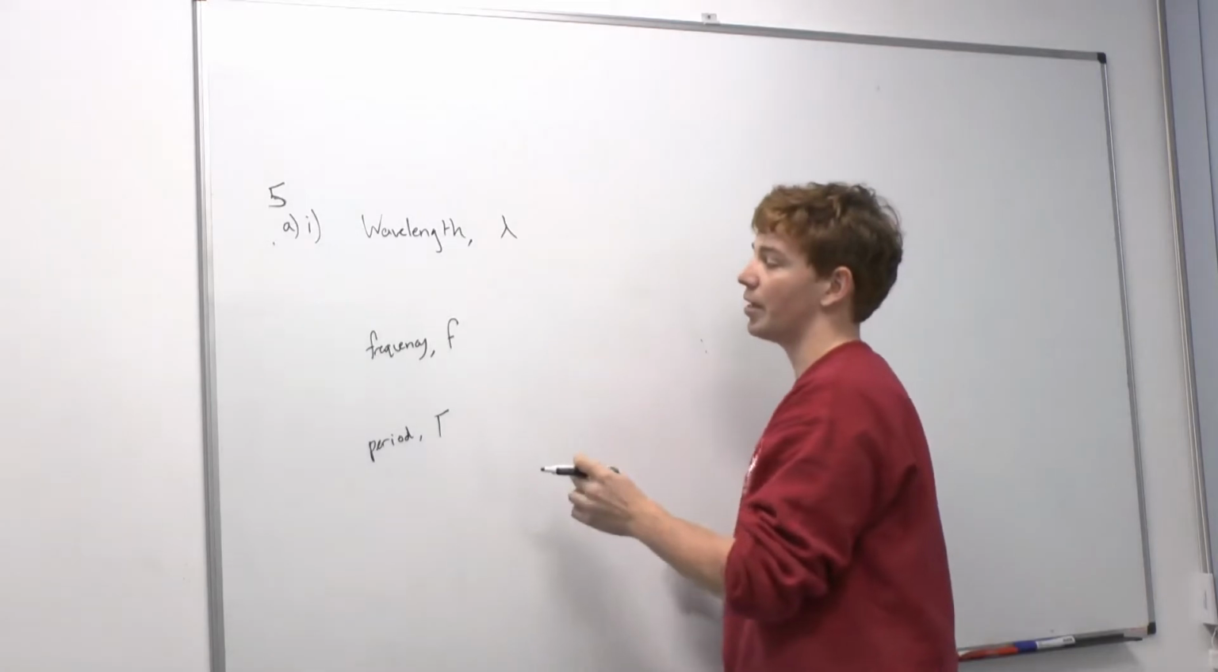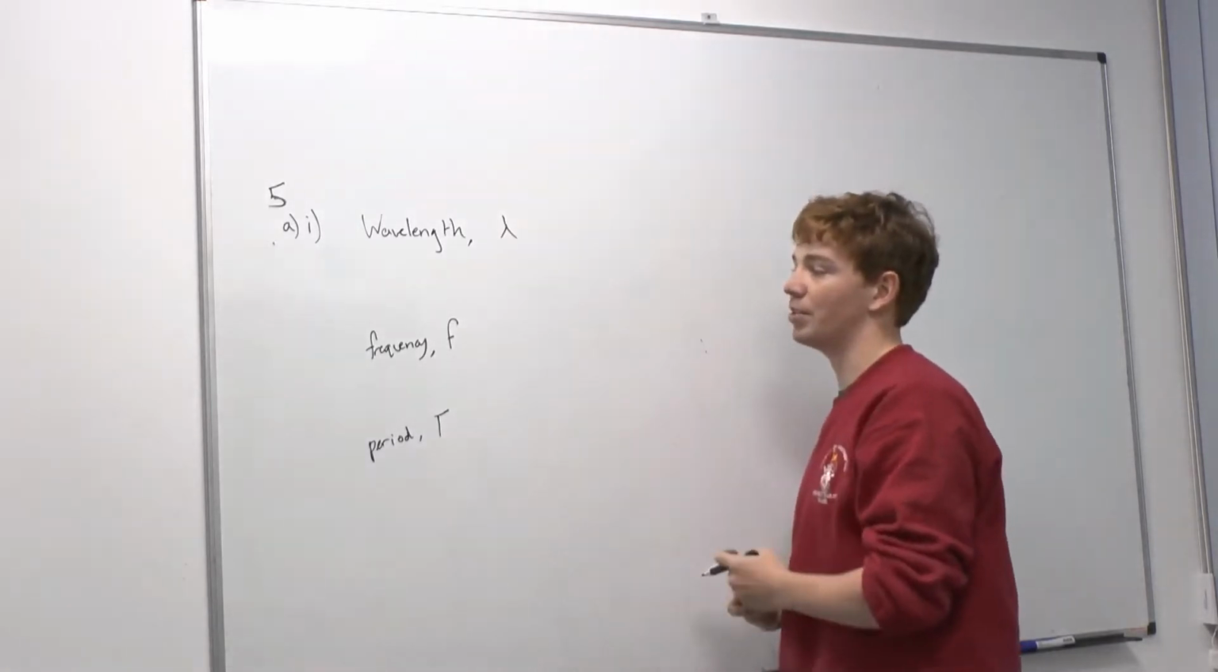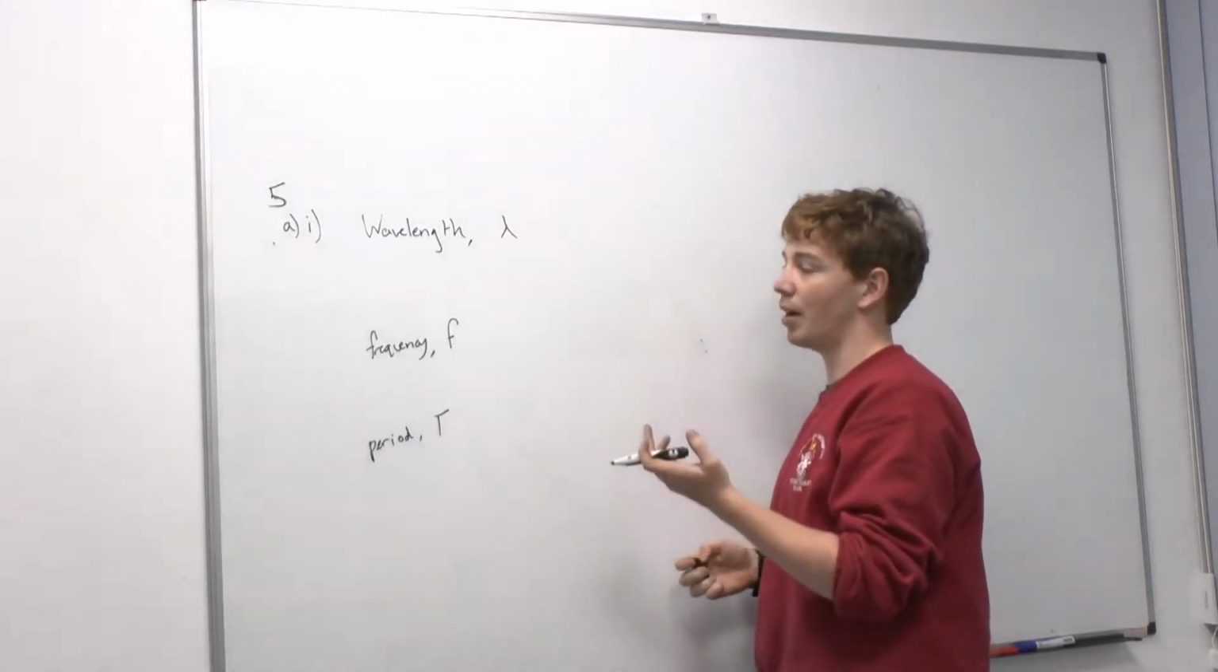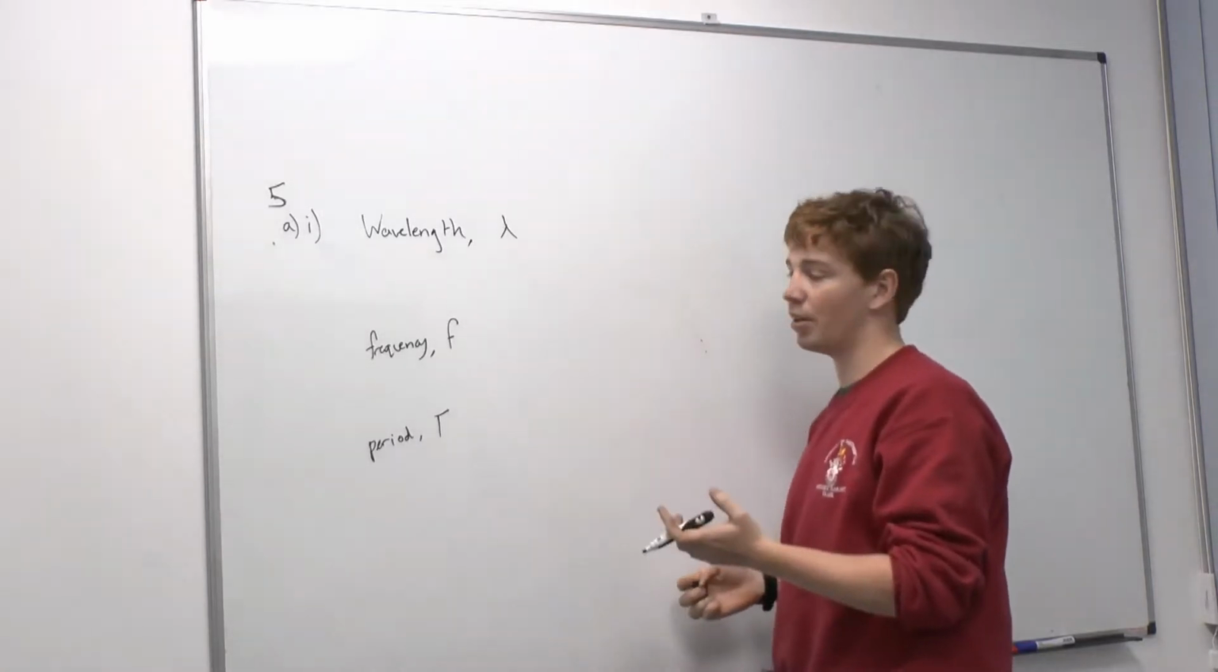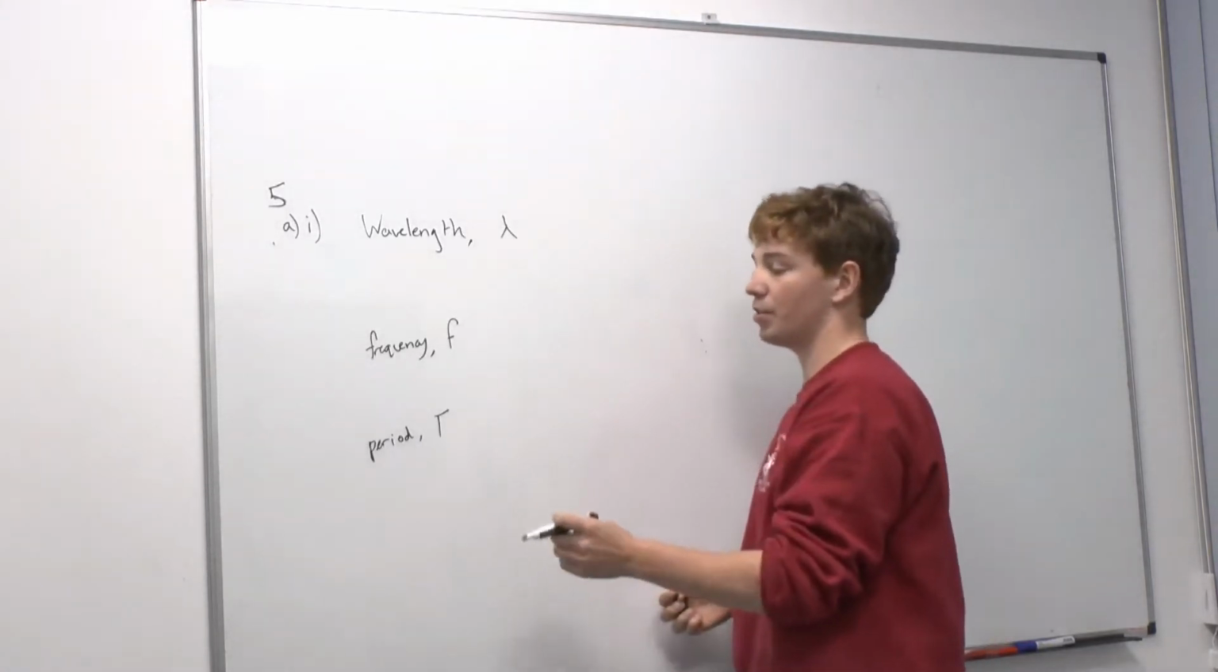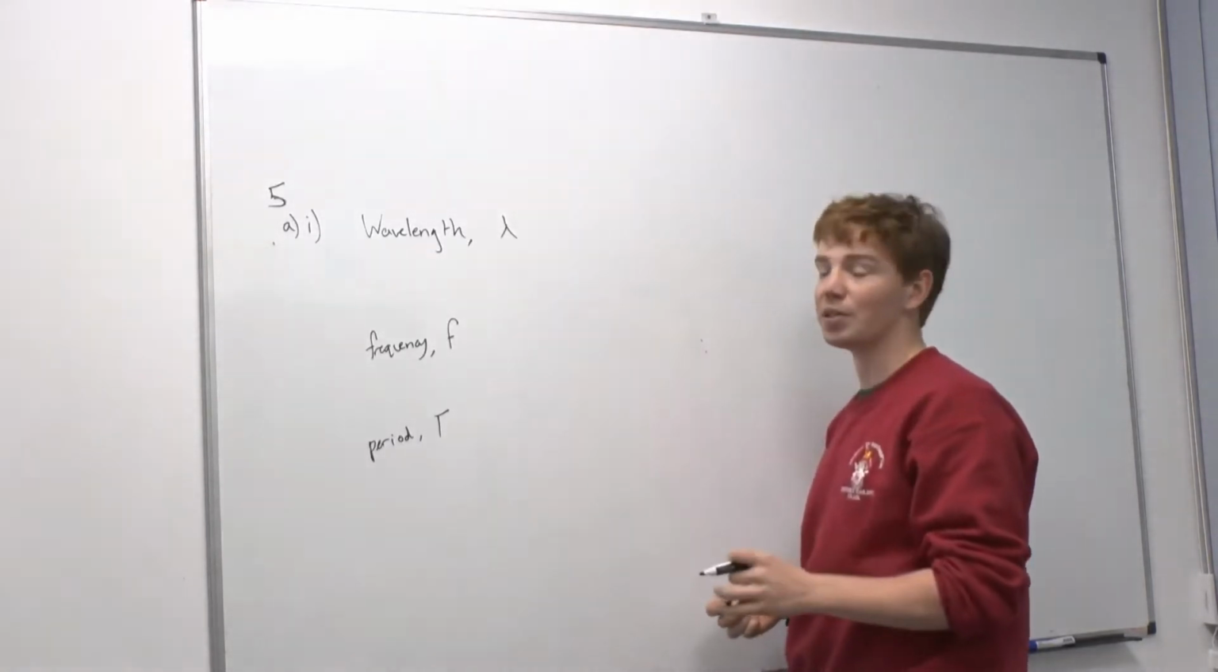Then for frequency, that's how many complete oscillations a wave makes in 1 second or per unit time. And then a period is just the total time taken to do one complete oscillation.